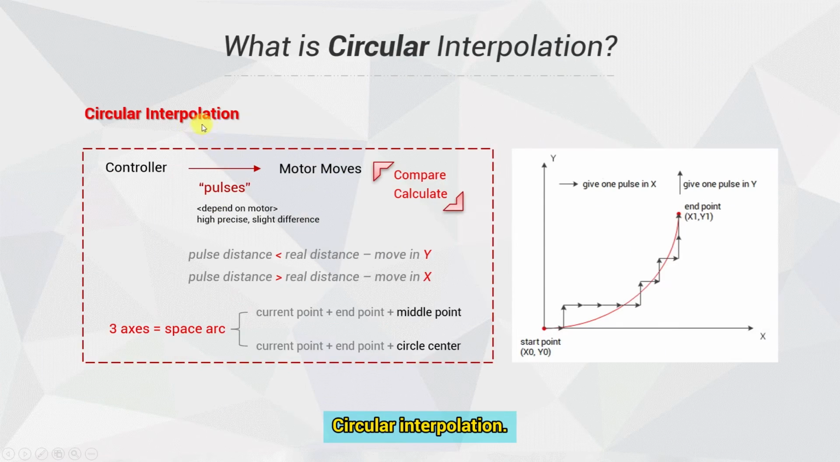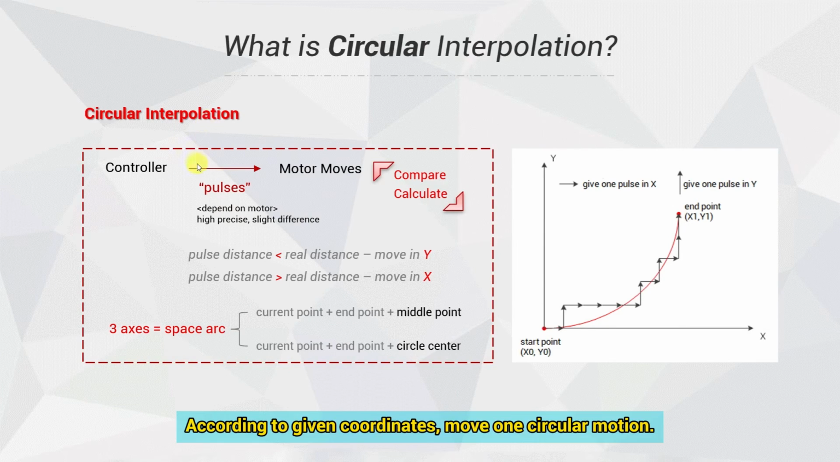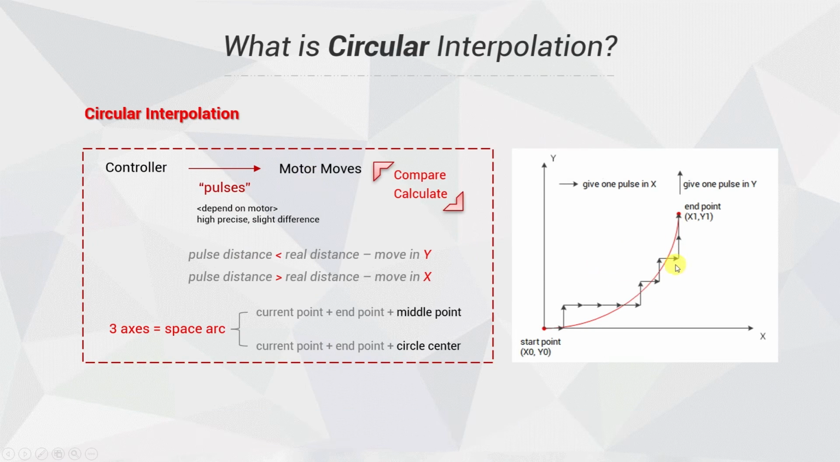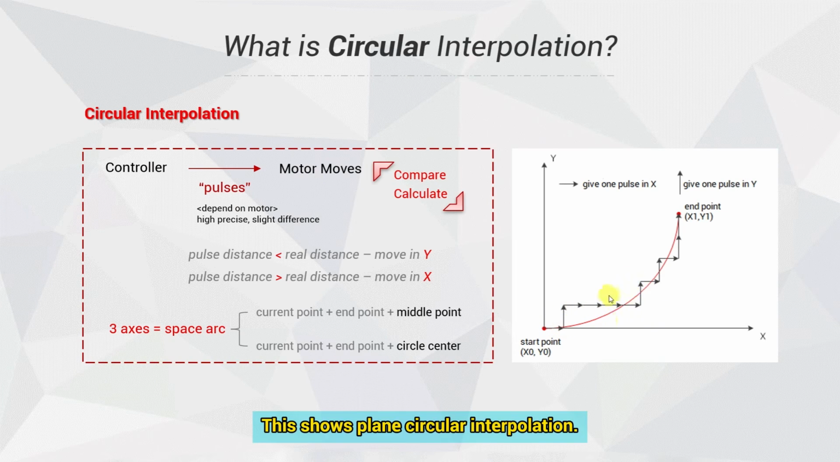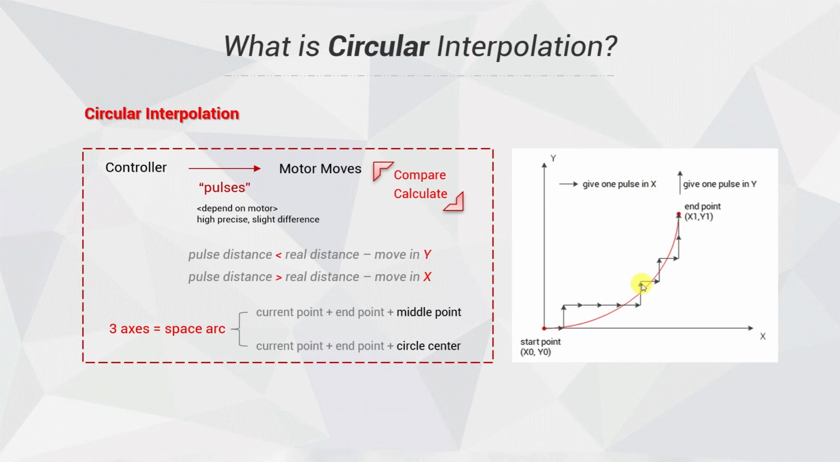Circular interpolation. Same principle as linear interpolation. According to given coordinates, move in a circular motion. Also, see this graphic. It is lower, move in Y. It is upper, move in X. This shows plain circular interpolation. 2 axes are enough, X and Y.